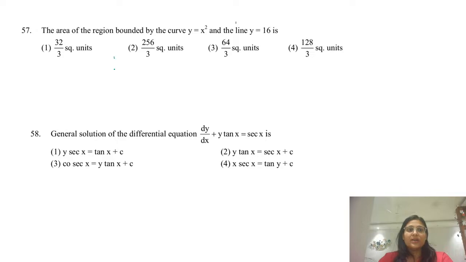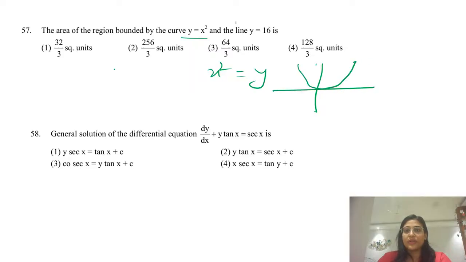Now, you have to find out the area between the curves. We know that x square is equal to y is a parabola. This is the open upward parabola, right? And y is equal to 16. Suppose this line. You have to find out this area.